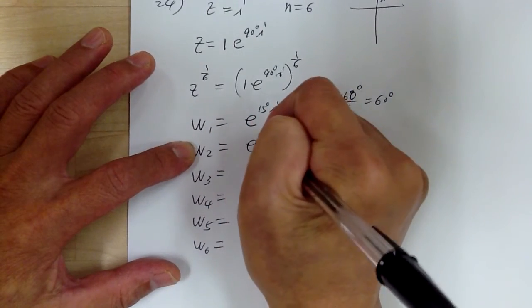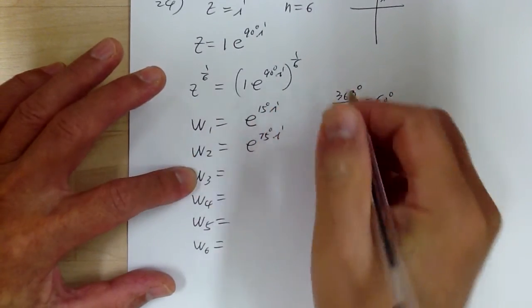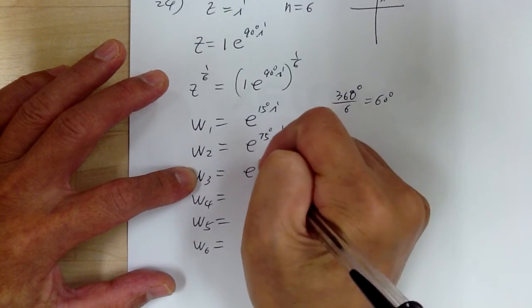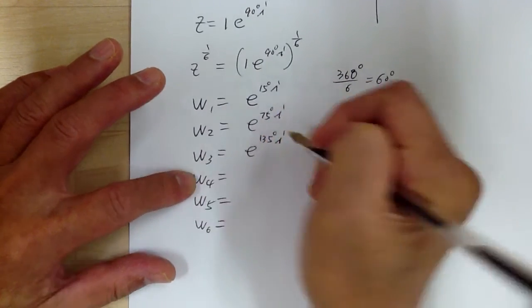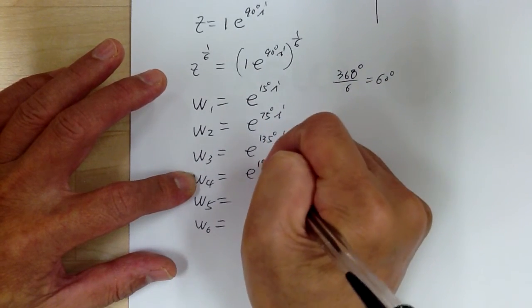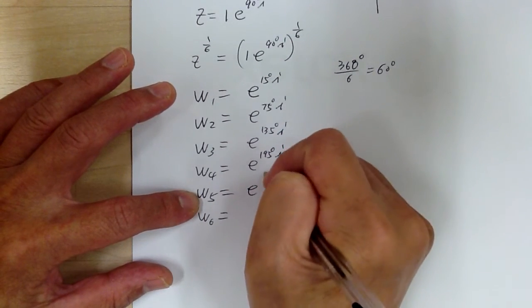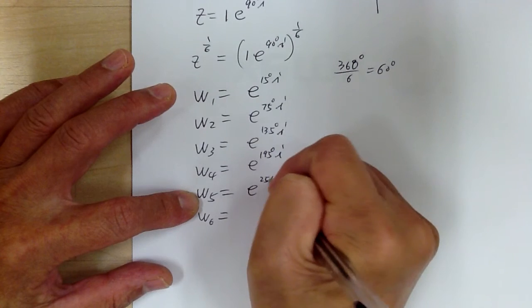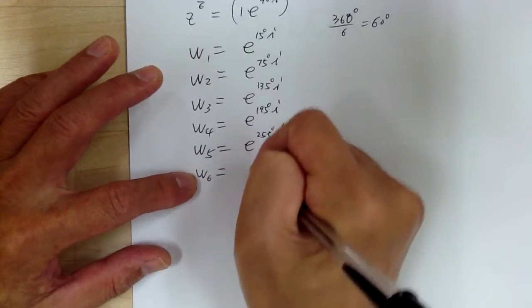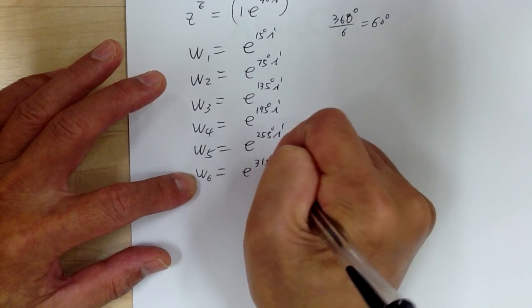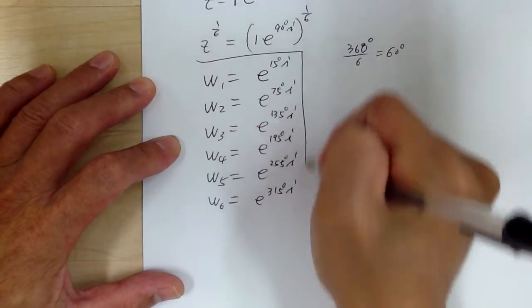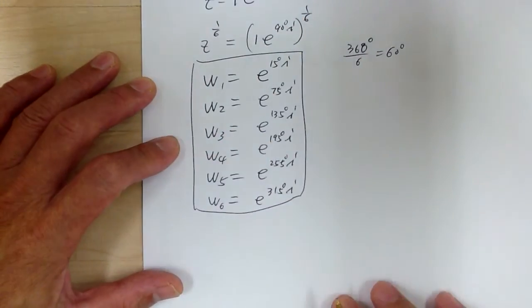So the next one would be 75 degree i. You add 60, so e to the 135 degree i. Add 60, you get e to the 195 degree i. Add 60, so it would be 255 degree i. Add another 60, so e to the 315 degree i. And so this would be your answers.